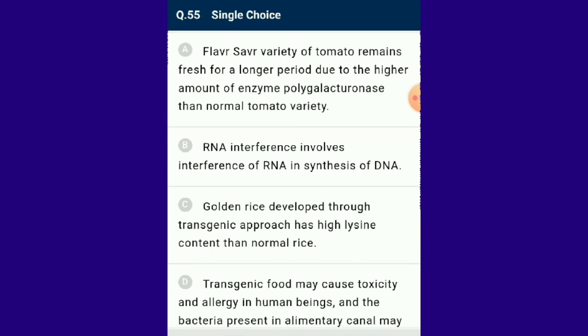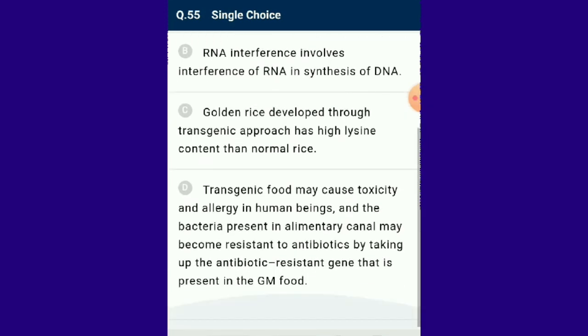D. Transgenic food may cause toxicity and allergy in human beings, and the bacteria present in the alimentary canal may become resistant to antibiotics by taking up the antibiotic resistant gene that is present in the genetically modified food. So that is a correct statement. So the answer for this question is option D. Among the given four statements, option D is correctly given.